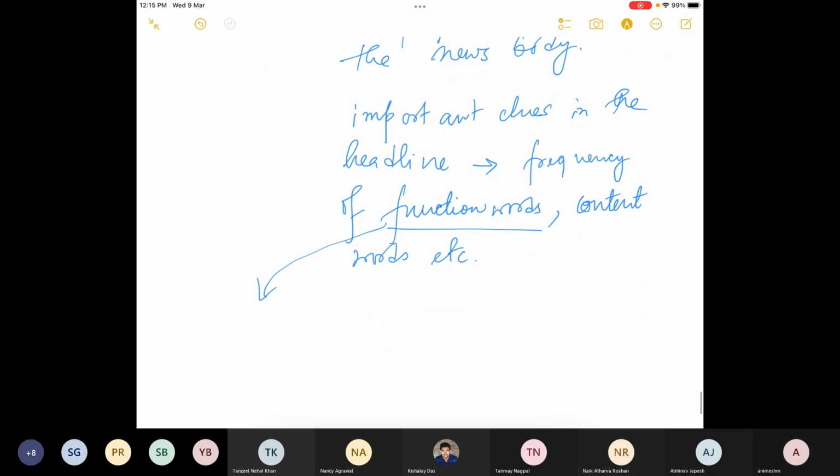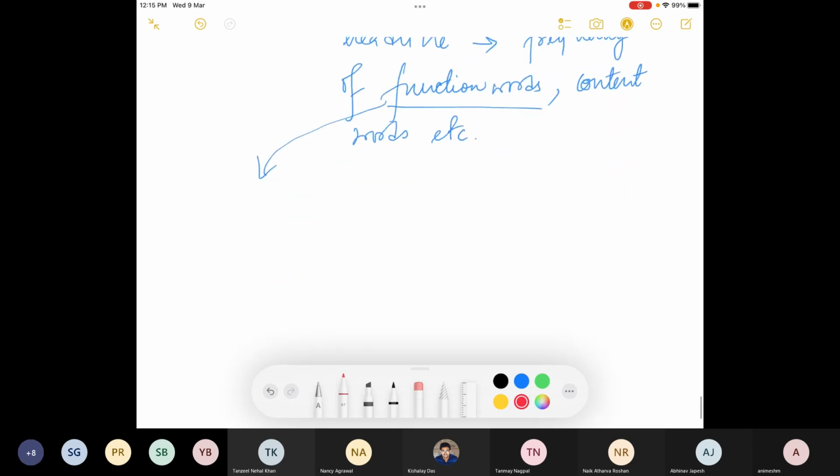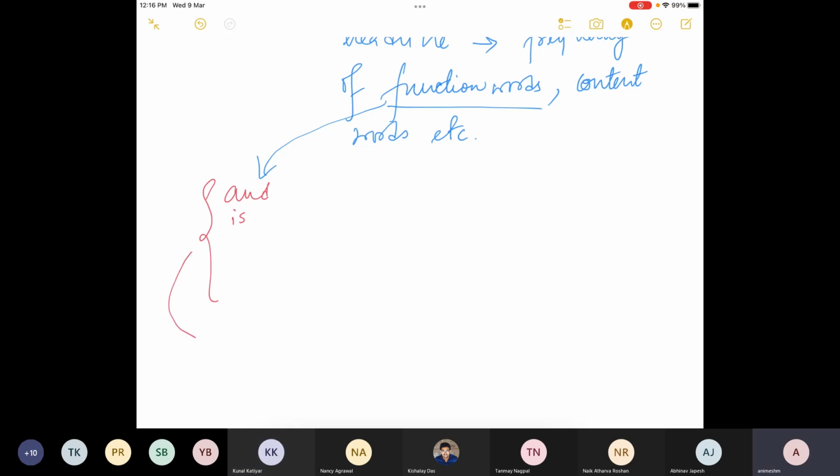Anybody knows? Anyone knows what are function words? Anybody working in NLP for their BTech projects? They should be aware. What are function words? Words which make up the syntax of the sentence rather than the... Very good. So, like some examples: and, is, like the prepositions, I guess. So these are also sometimes called the stop words.